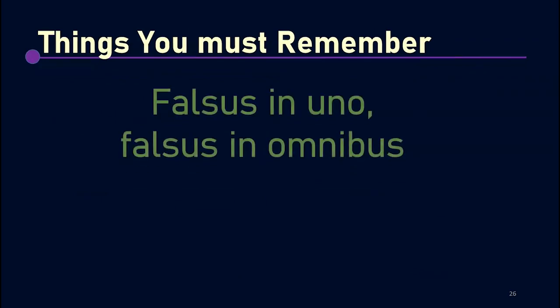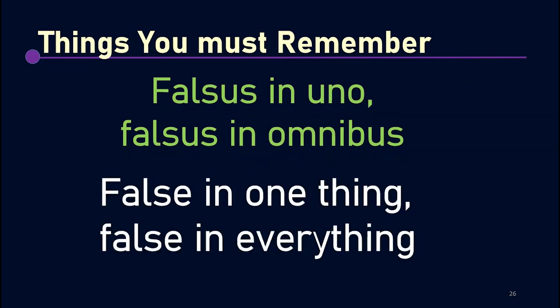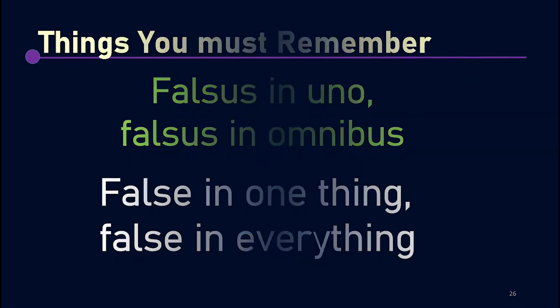Something you must consider is falsus in uno, falsus in omnibus, which means false in one thing, false in everything. You should never lie, or you should not write something you are not sure about in your research proposal.